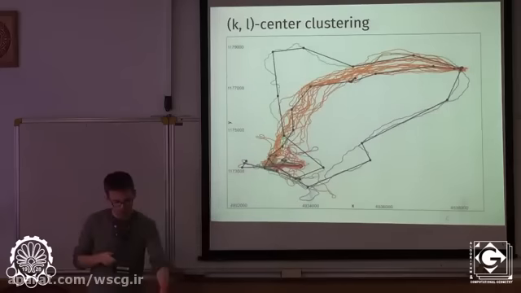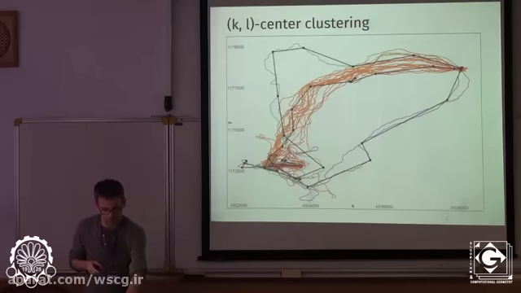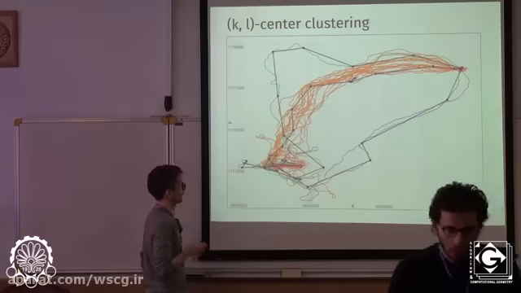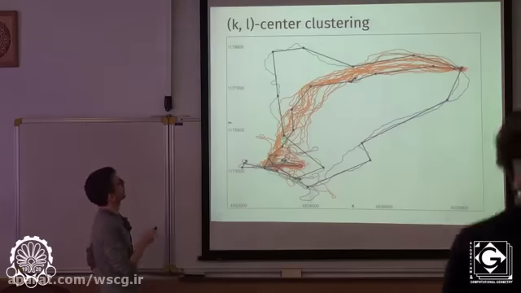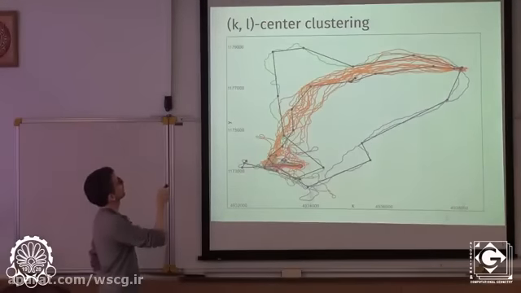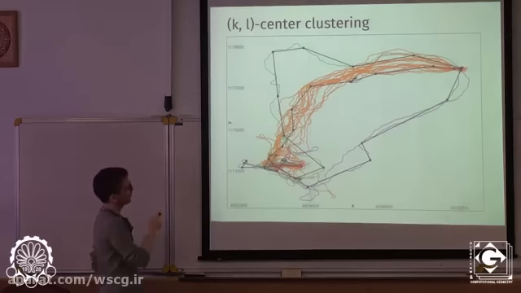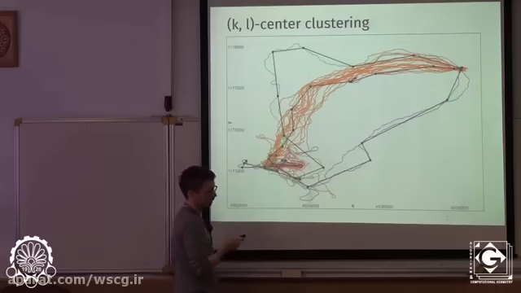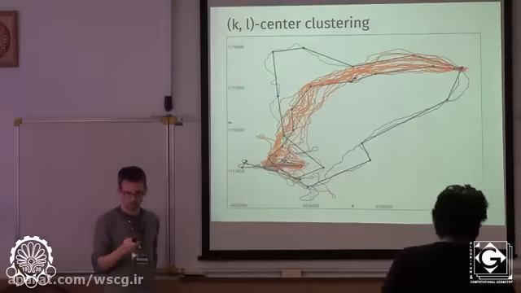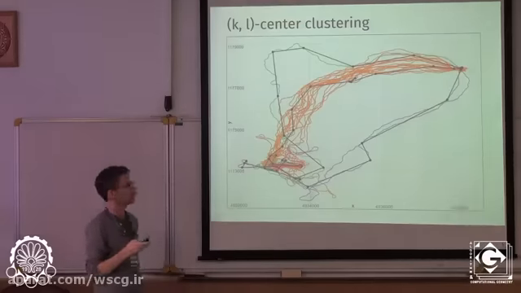So the variant that I mostly want to look at is this kL-center clustering. That means the k is like in k-center clustering or in k-means clustering, meaning that I'm looking for k clusters. But we have this additional parameter L, and L tells us how complex the centers may be. So let me take a more schematic view on this.